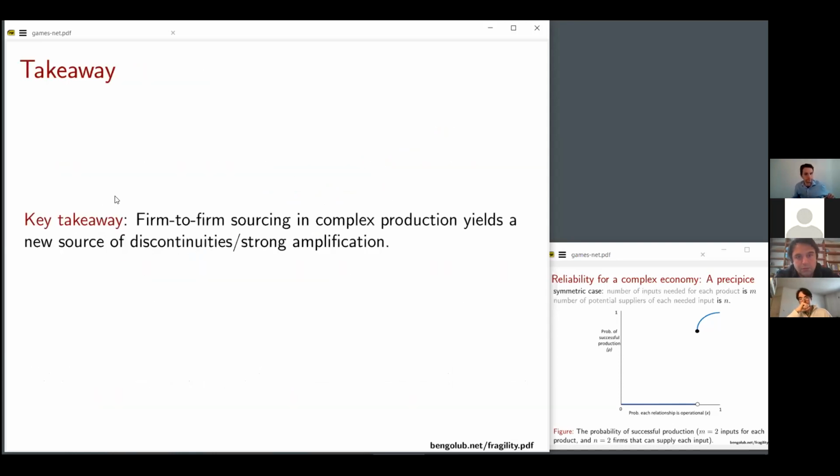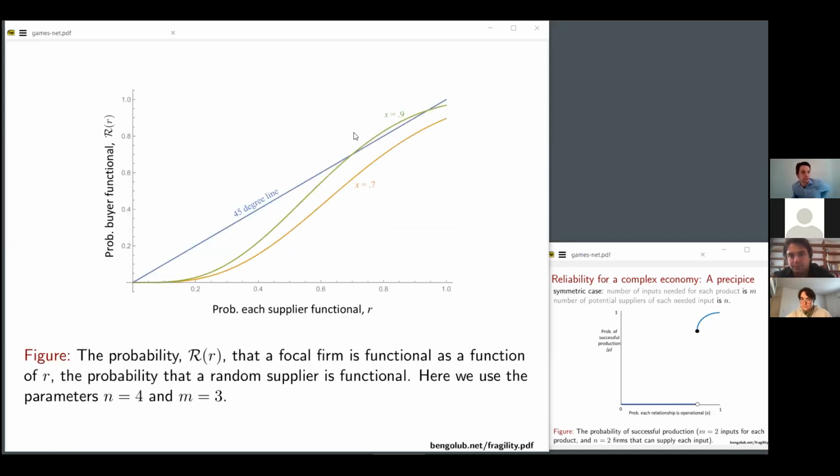Junji asks a good question. Why the biggest fixed point? And what if you had selected the smallest fixed point? It turns out that in this economy, it's the biggest fixed point that captures the maximal consistent functioning set.